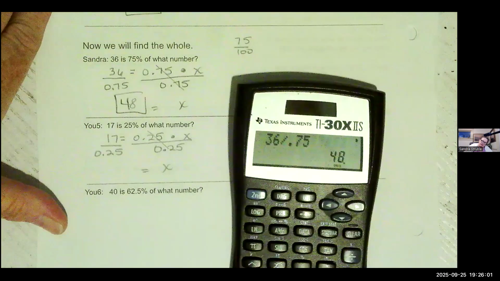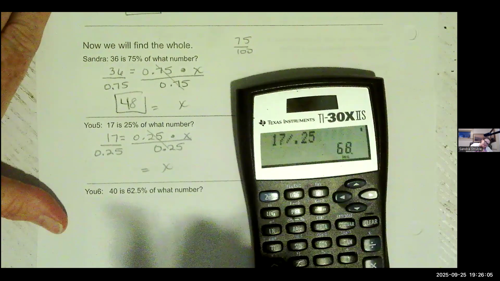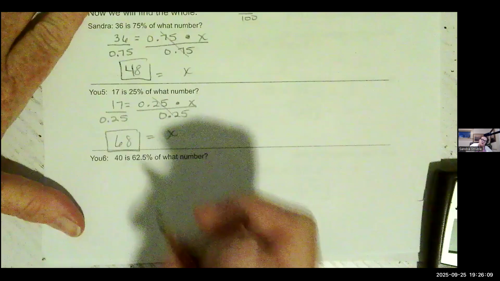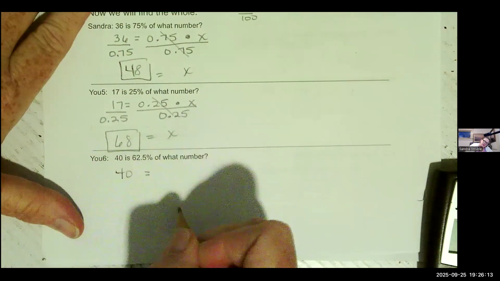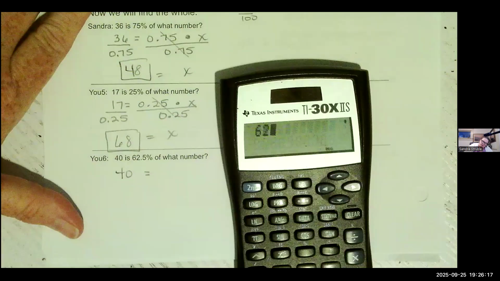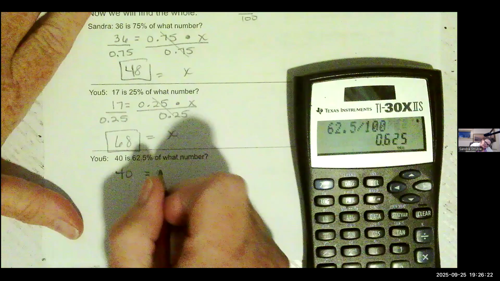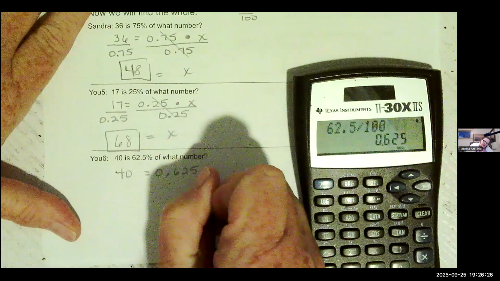And X is equal to, because these reduce, 17 divided by 0.25 is 68. 40 is 62.5%. 62.5 divided by 100, and I got 0.625 times of, and then what number is X?